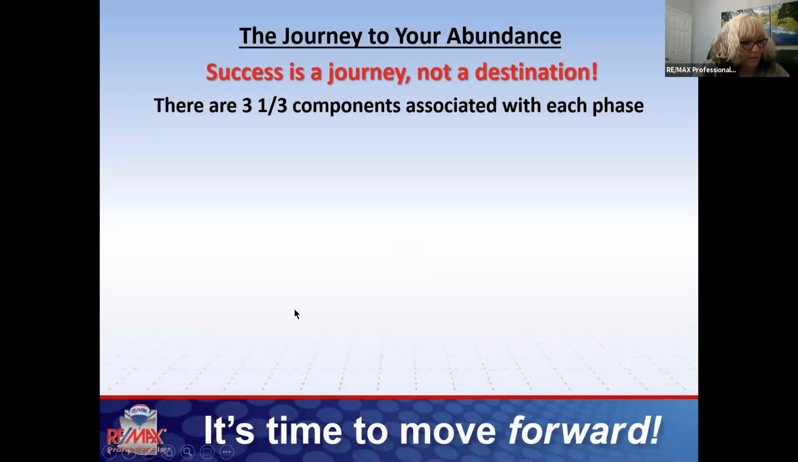All right. So this is going to be on page 9 of the materials. We have the journey to abundance. Success is a journey, not a destination. It is a journey. And again, getting up to that forward progress, there are three and 1/3 components associated with each phase. First phase is comfort. Second phase is mastery. Third phase is freedom.